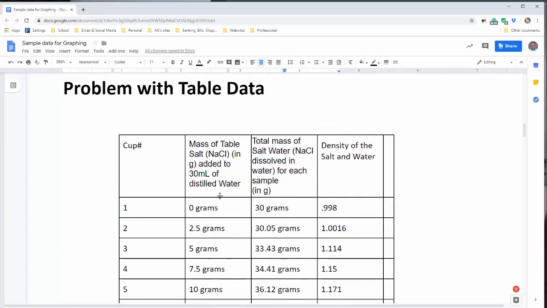Here's a data table. Any problems anybody sees here? They put units of measurement in the cells with the numbers. You can't do that. Units of measurement only belong in the column labels. Okay? Anything else?